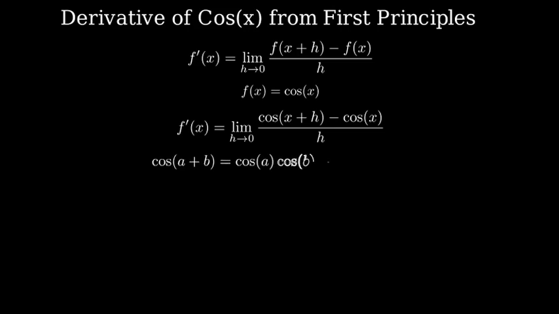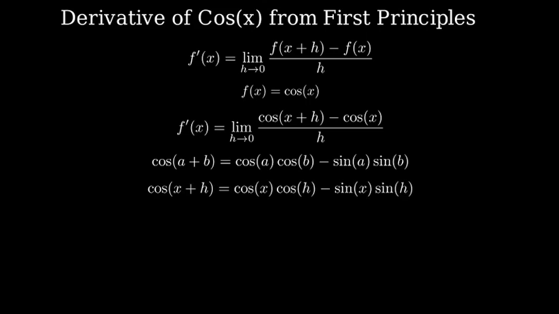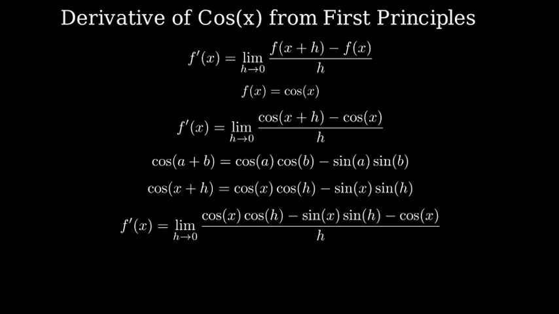We'll use the cosine sum identity to expand cosine of x plus h. Substituting the identity where a equals x and b equals h, we get cosine of x plus h equals cosine of x times cosine of h minus sine of x times sine of h. Plugging this back into our limit expression, we have the limit as h approaches 0 of cosine x cosine h minus sine x sine h minus cosine x all over h.